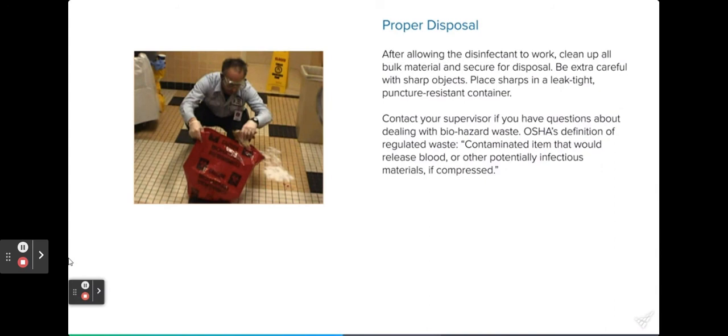Contact your supervisor if you believe the waste generated is a regulated biohazard waste requiring special handling and disposal. Although each case is unique, a general rule of thumb is that if you believe the waste can release blood or body fluids contaminated with blood that could harm someone else, the waste must be treated as a biohazard. This type of waste must be securely stored for proper transport to an incineration facility.